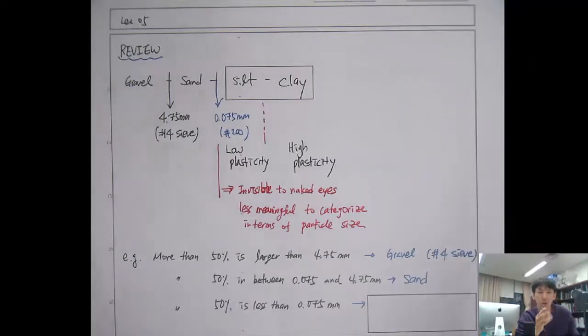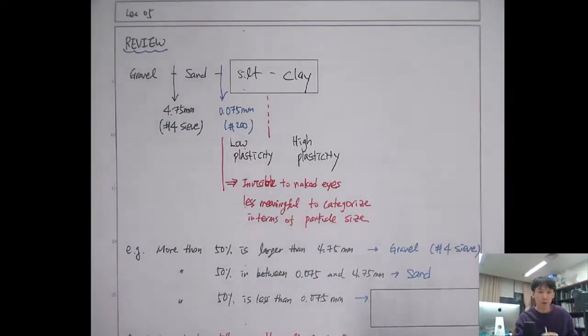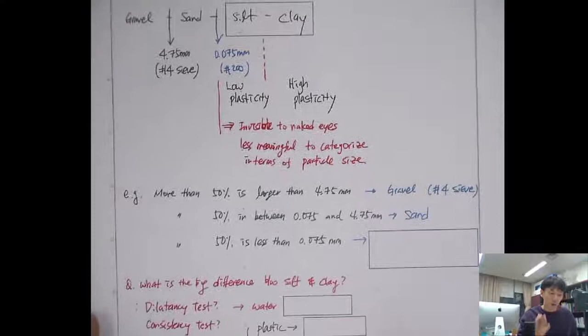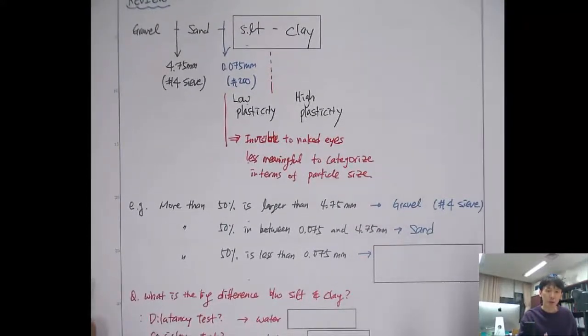Then plastic means that when you push it, the dent will stay there, right? It doesn't recover its original shape. So plastic material is, I would say, pizza dough, or like Play-Doh. When you push it with your thumb and then release the force, the dent will remain, right? And that's called plasticity. So the fine grain soil shows plasticity, especially the clay shows high plasticity.